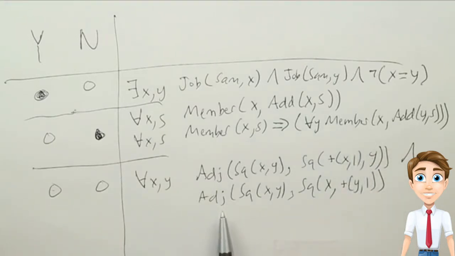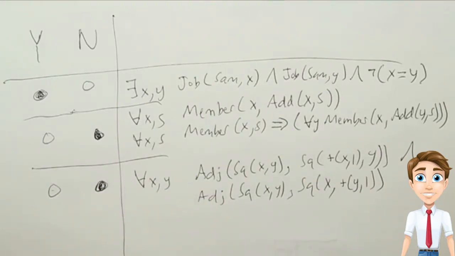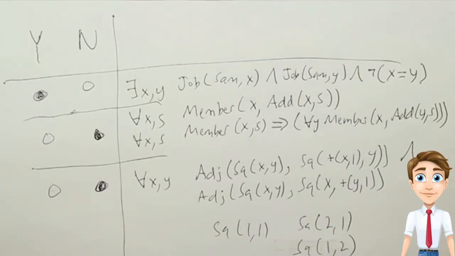And we have a similar problem down here. This is not a good representation of the adjacent relation. So it will tell you, for example, that square 1, 1 is adjacent to square 2, 1, and also to square 1, 2. So it's doing something right. But one problem is that it doesn't tell you in the other direction. It doesn't tell you that 2, 1 is adjacent to 1, 1. And another problem is that it doesn't tell you that 1, 1 is not adjacent to 8, 9. Because again, there's no way to prove the negative.